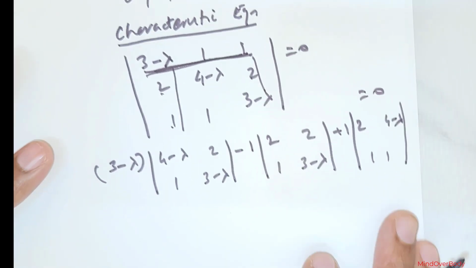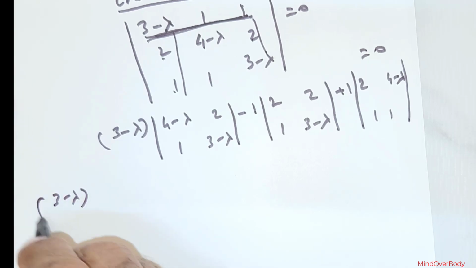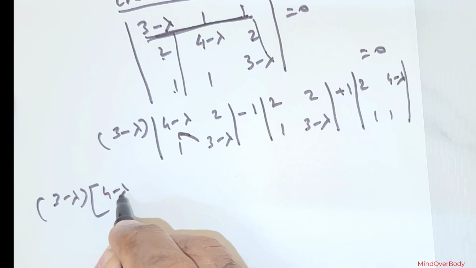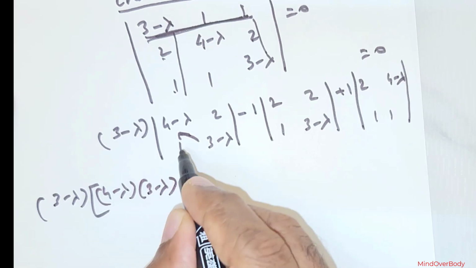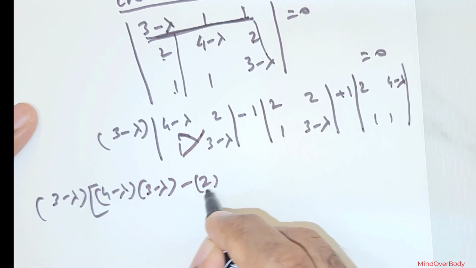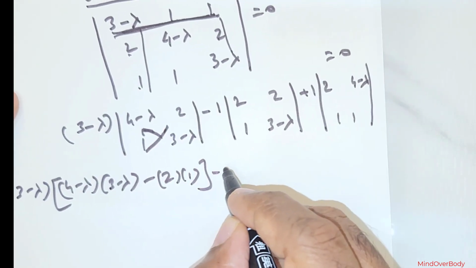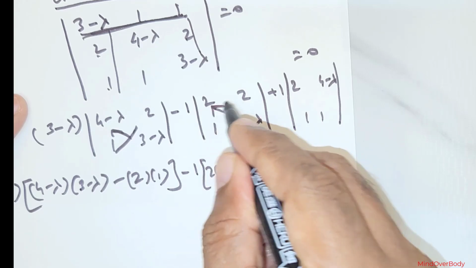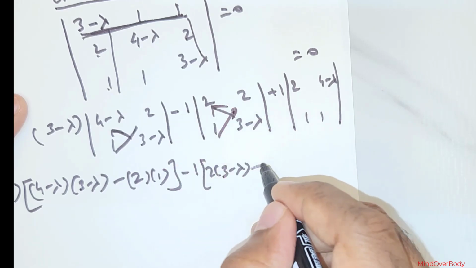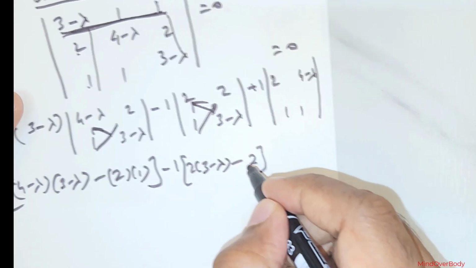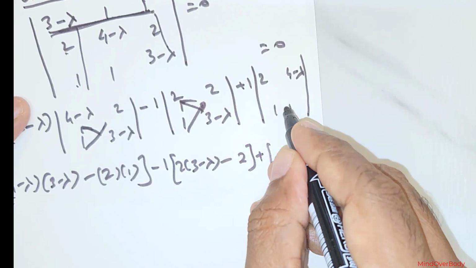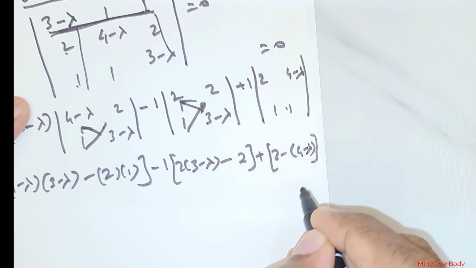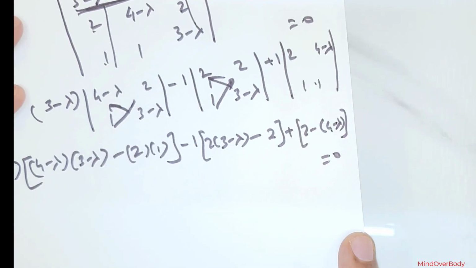So you will have to get this system. So 3 minus lambda, you multiply it along this side. So it's going to be 4 minus lambda times 3 minus lambda. Along this side there is a negative sign, so 2 times 1, followed by negative 1 times 2 times 3 minus lambda. You multiply it along this direction, while you move this direction, you take a negative sign. This is followed by 1 times 1 times 2 minus 4 minus lambda, equal to 0.